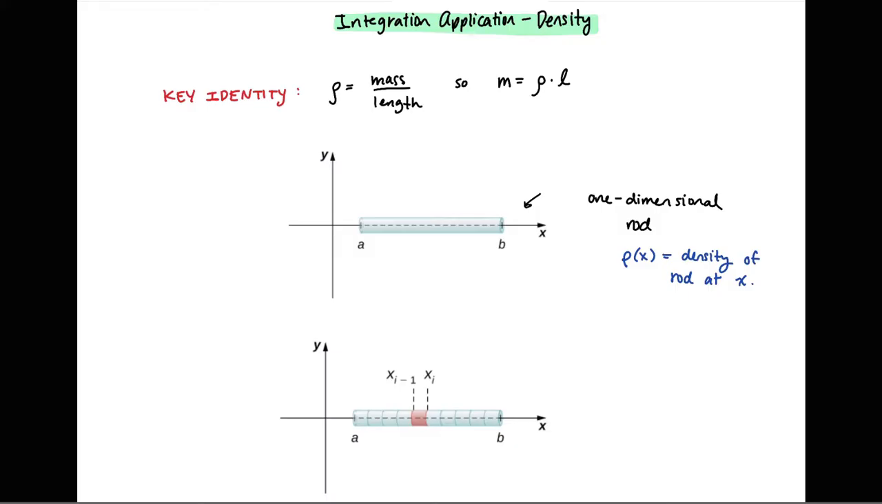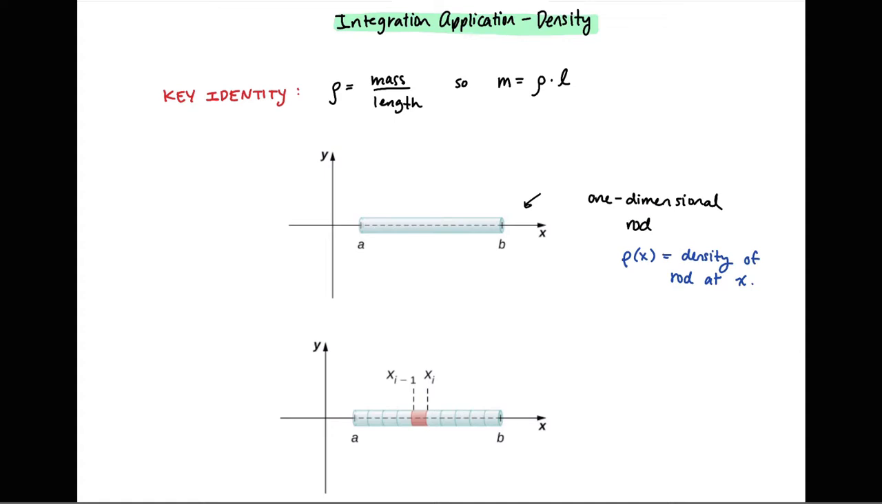This video is one of the videos in the sequence on integration applications, and this video covers the density example. So what we want to imagine in terms of density is that density is how closely packed a material is. If you've had any study in physics, you've probably heard of density a lot.